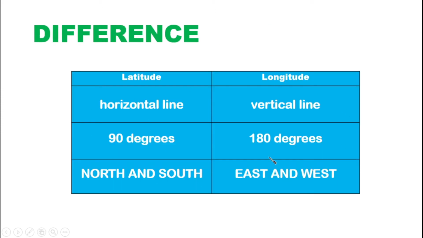Let's differentiate the two by using this table. Latitudes are long horizontal lines, which means they are the lying lines, or nakahiga. Longitude lines, on the other hand, are vertical lines, or standing lines. In Tagalog, nakatayo. Now, the highest possible latitude is 90 degrees, while the highest possible longitude is 180 degrees. The directions used in latitude are north and south, and for longitude, east and west. Okay, you can screenshot this or copy it in your notebook.